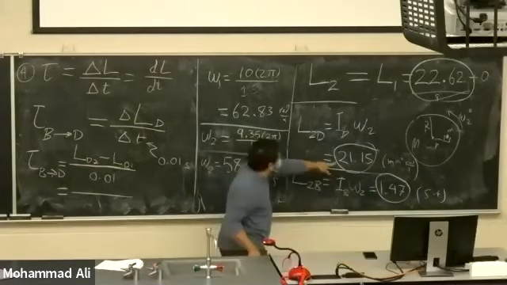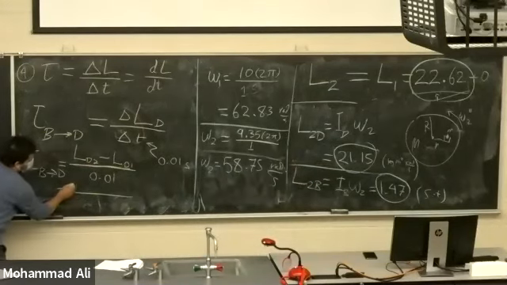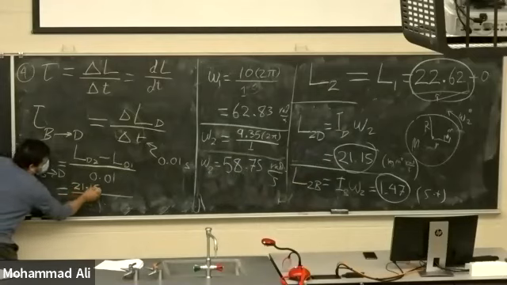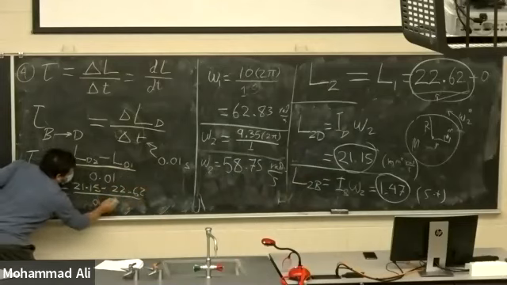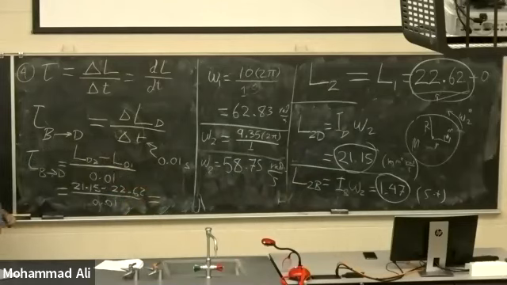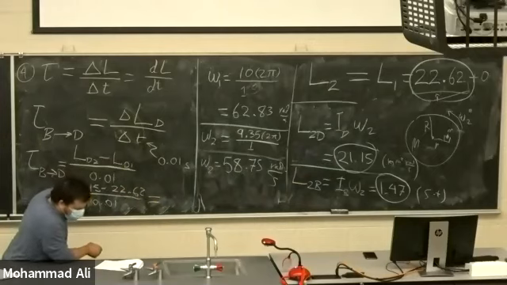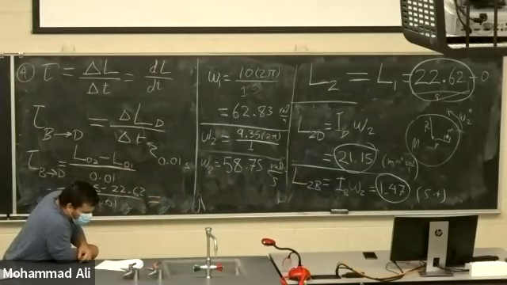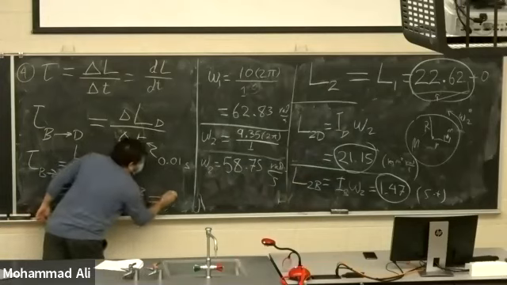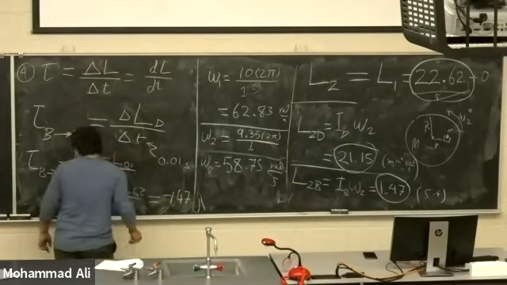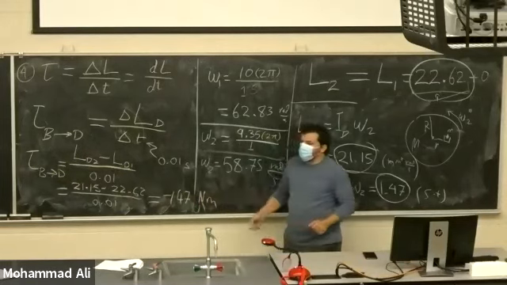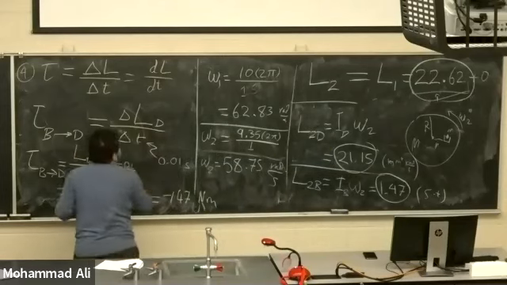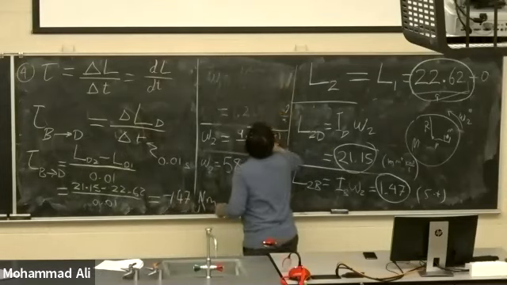L for the disc finally is this one, 21.15 minus 22.62 over 0.01. This is negative because the final momentum is less than the initial momentum. It will be equal to minus 147 newton meters. We see this number a lot. Now what is happening?